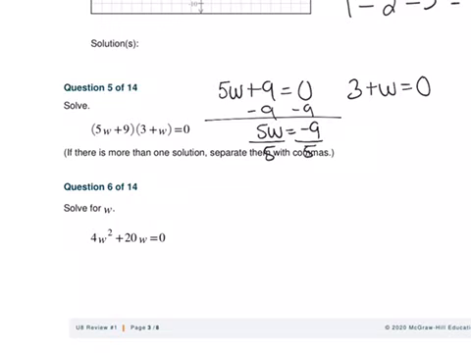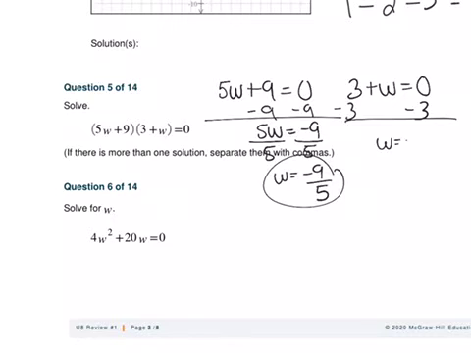Divide by 5 on both sides, and one of our answers is w is equal to negative 9/5. Okay, and then for this one, I'm going to just simply subtract 3 from both sides. And in this one, you're going to get w is equal to -3. So 2 answers there. Just set each piece equal to 0.